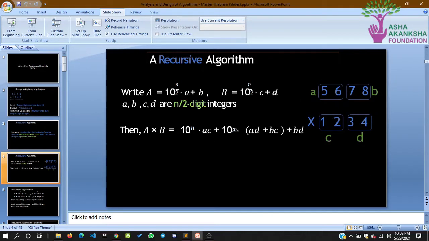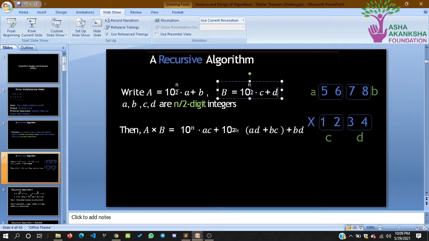Now what is capital A? Capital A is: we take a, we append 10 to the power n by 2 zeros. Like in this case, n is equal to 4, so this is 100. a into 100, that is 5600, plus b, that is 78. We take 10 to the power n by 2 zeros, and then we append them to a, and then we add b simply. This gives us A, and similarly we can get B.